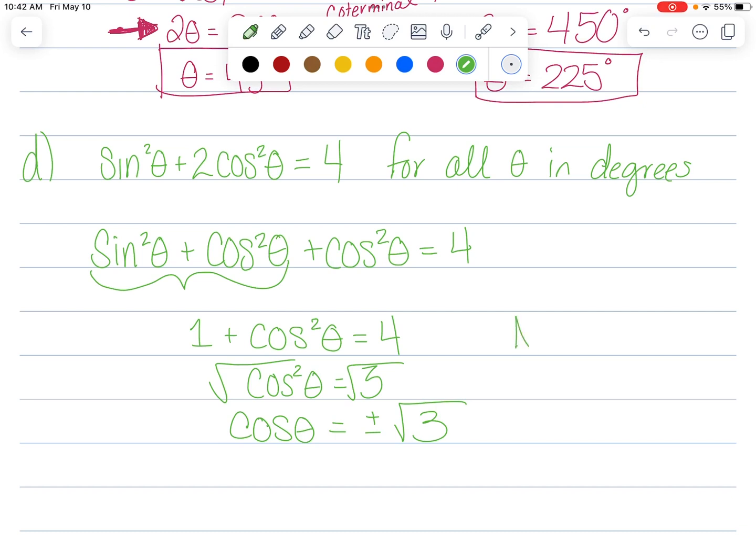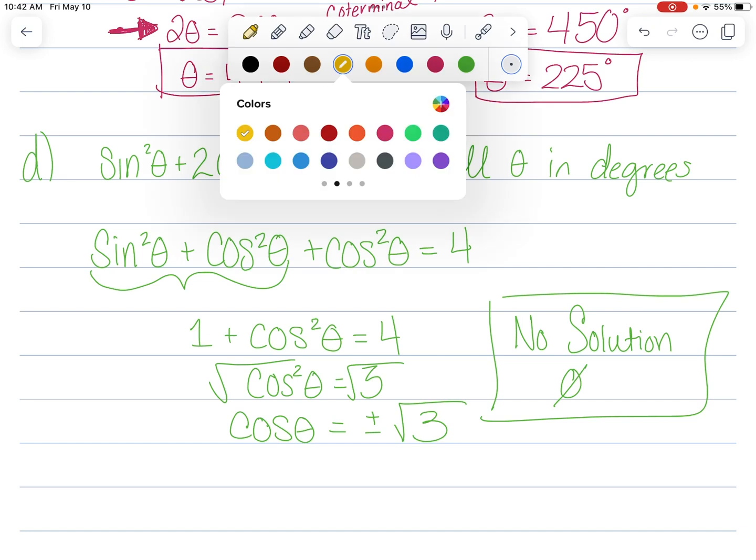You can try to do inverse trig. It doesn't work. But this one's technically no solution. If you prefer to do this, that's perfectly acceptable as a no solution symbol.